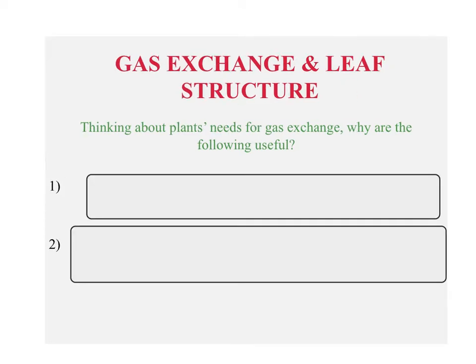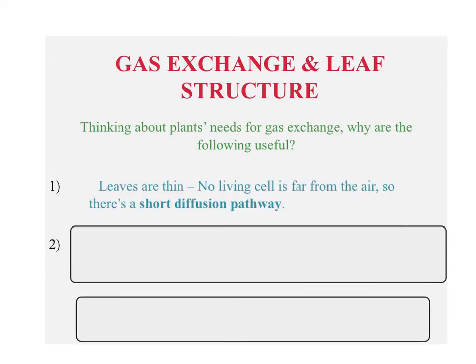So the first one, looking at why it's useful that the leaves are thin. It means that no living cell is particularly far away from the air. So there's a really short diffusion pathway, and this means that the diffusion process is going to happen quicker. It means that our gases can be exchanged more readily and at a moment's notice rather than spending forever and ever getting through all the leaf.